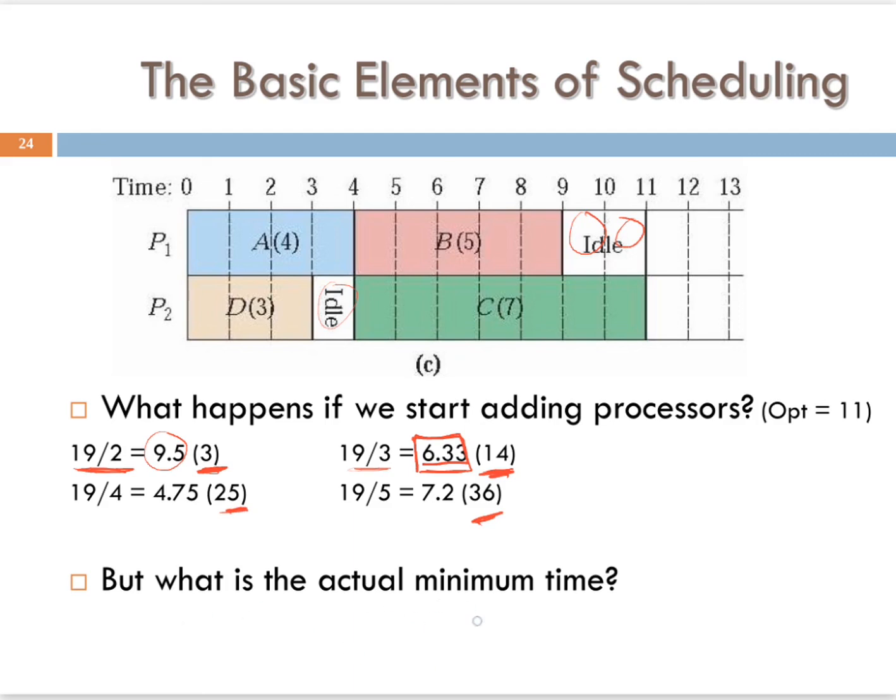So what is the actual minimum time that we could do? Well, we kind of already saw that. The minimum time we could have is 11 hours. And why is that? Let's kind of look into that. Well, we know A has to come before C. So we're always going to have A for 4 hours.